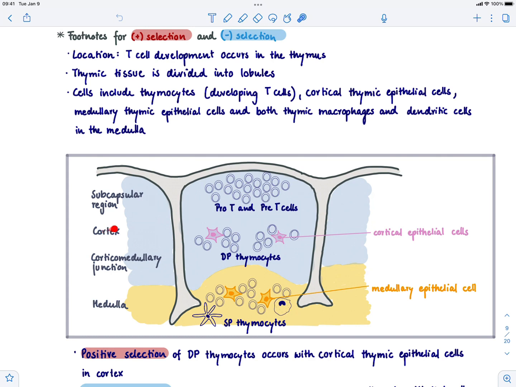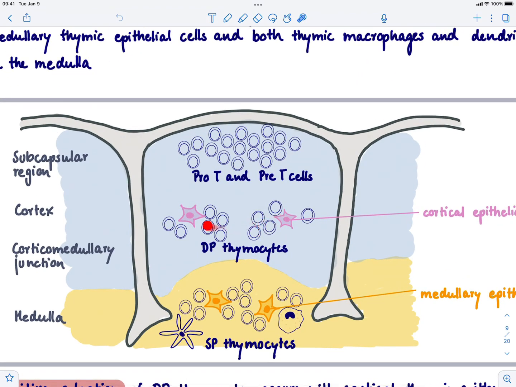Obviously we are in the cortex, so there we have cortical epithelial cells, and they express MHC1 and MHC2, and those always have peptides on their surface. MHC molecules can never be empty, so the T cells are going to react with them. And that's where positive selection happens, where the test is: do you recognize peptide MHC?